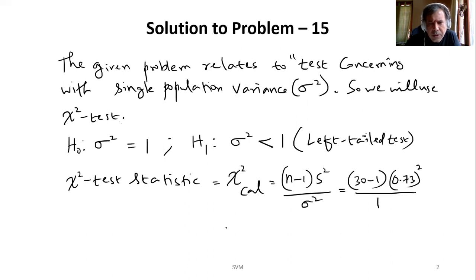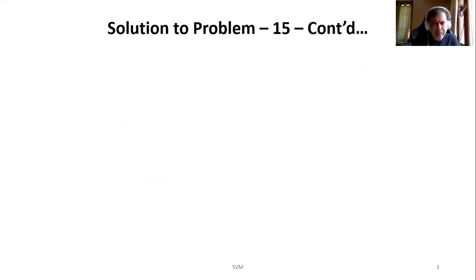So what is the result for this? Let's calculate. It is 29 into 0.73 squared. So 0.73 squared into 29. We get 15.454. Right.